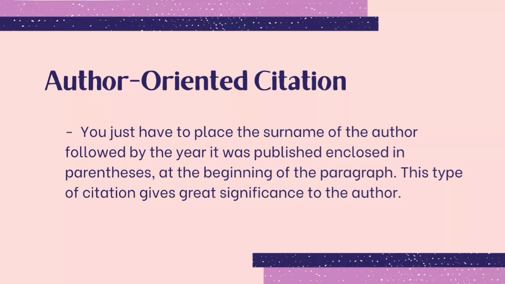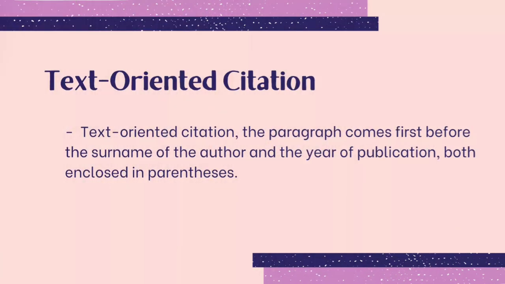And next, let's move on to the second type of citation. We have the text-oriented citation. This type of citation is just the same as the author-oriented citation. The only difference is that in the text-oriented citation, the paragraph comes first before the surname of the author and the year of publication, both enclosed in parentheses.